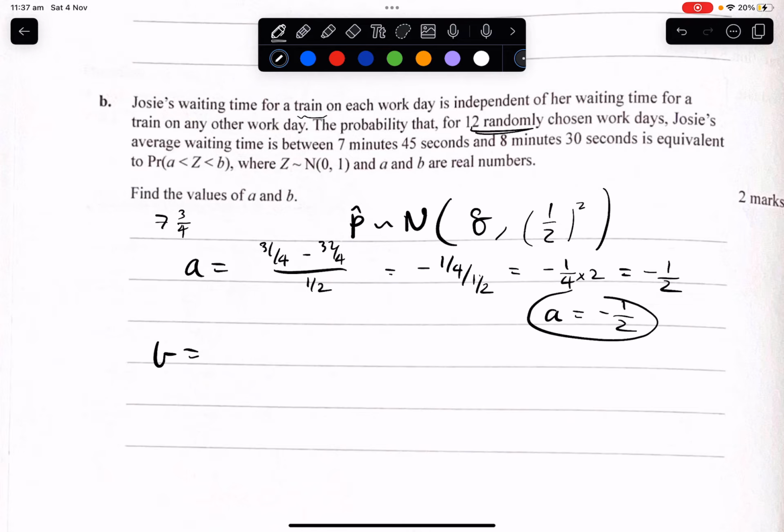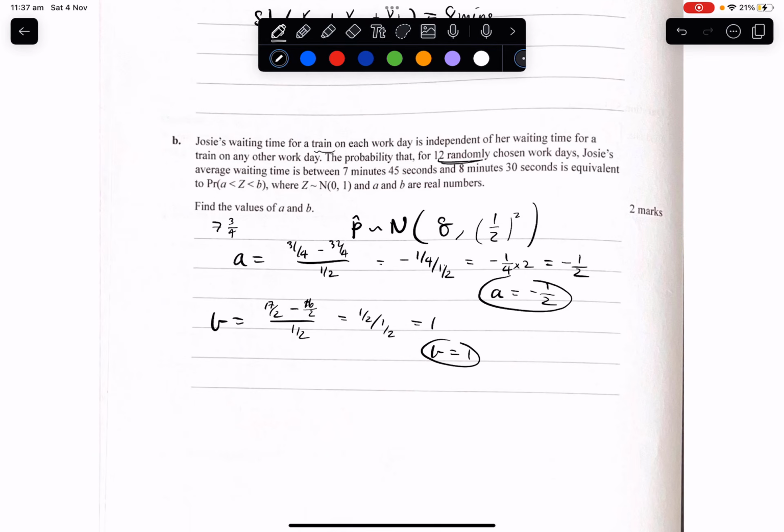Now B, they want 8 minutes and 30 seconds. So that's 8.5, which is 17 over 2, minus again the 8, which is 16 over 2, over 1 half. That's 1 half over 1 half, which is 1. So B is 1. Cool.